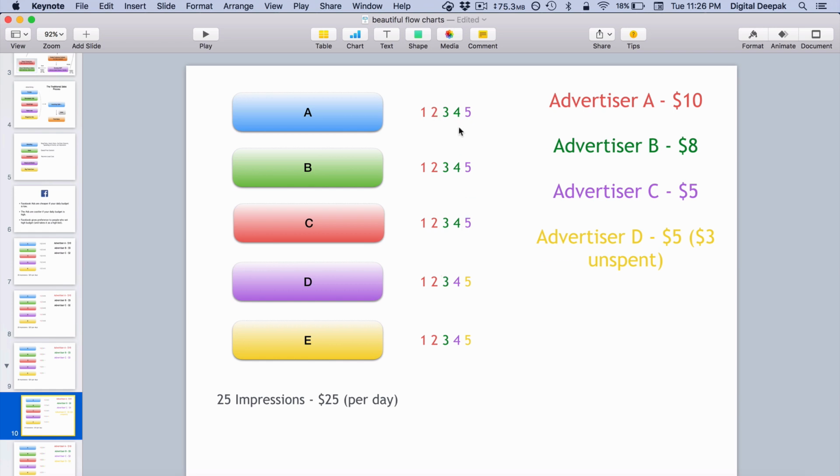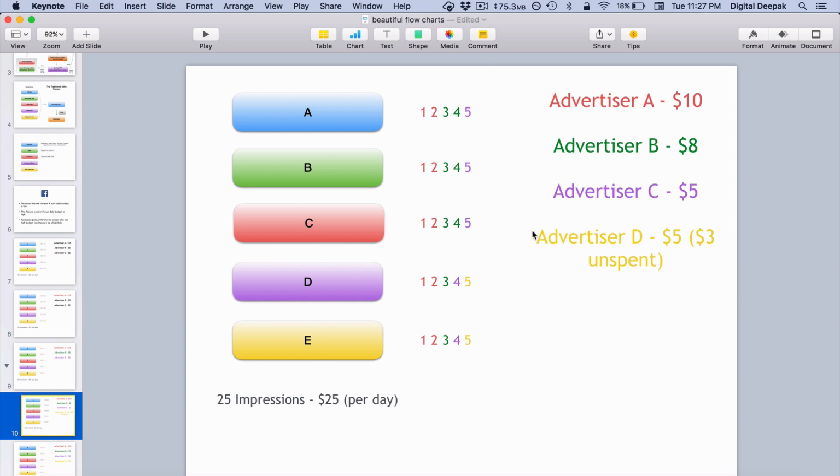So here the frequency starts going up. Sometimes in Facebook you can see that the frequency is 1.1, 1.2 or 1.5. So how does it appear in decimals? This is how. So here you can see the ad frequency of advertiser A is 2, the ad frequency of advertiser B is 1.6, and for C and D it's going to be 1. So advertiser C spends $5, then it's going to be A, B, C, D and E, 1111 impression.